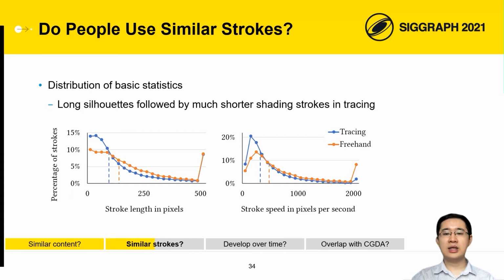Stroke length is more evenly distributed in freehand drawing. This agrees with our observation. When tracing, people tended to draw long strokes as silhouette, followed by much shorter shading strokes.